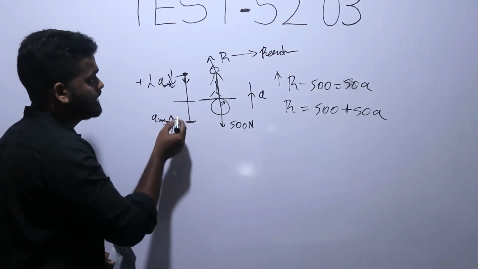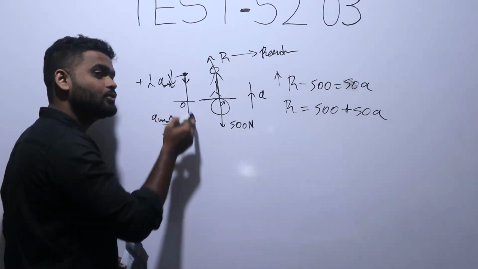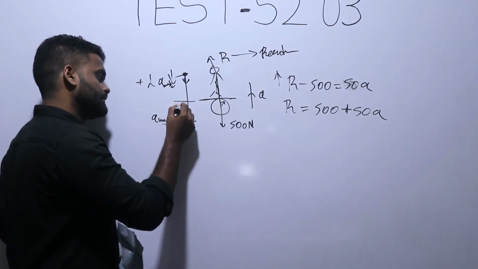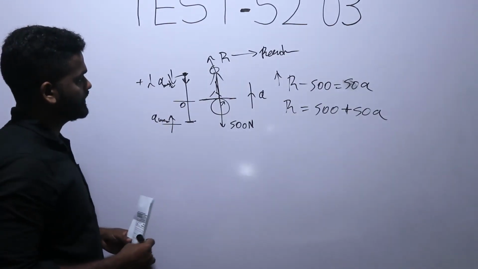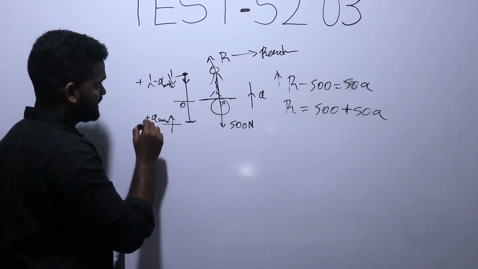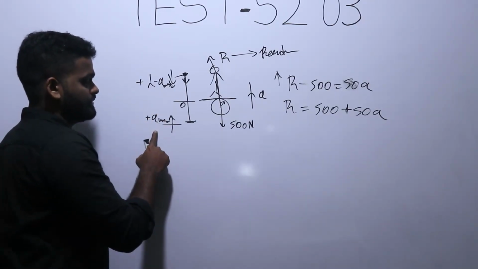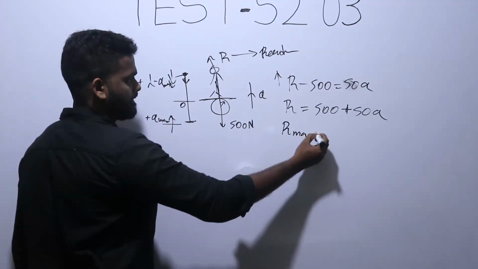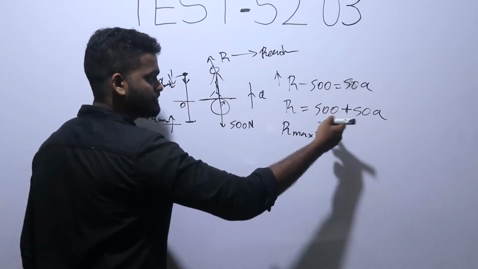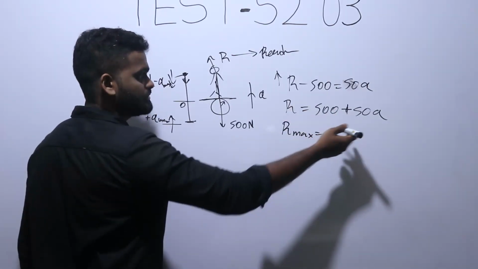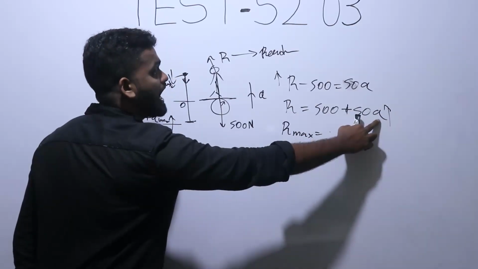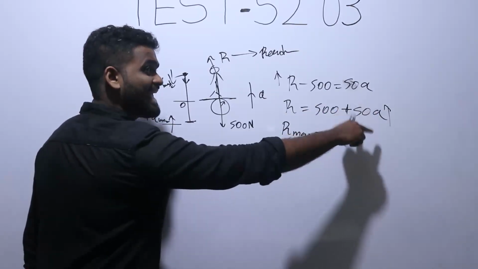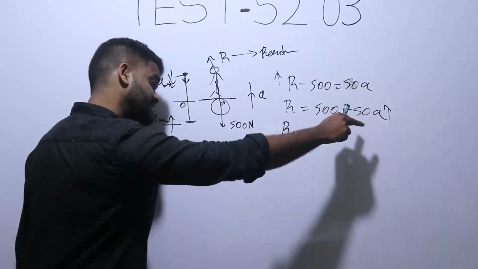Now you know that acceleration always points towards the center of the simple harmonic motion. So this is negative acceleration and positive acceleration. So if you can see, R becomes maximum when acceleration is A max. R becomes minimum if acceleration is A max but negative.